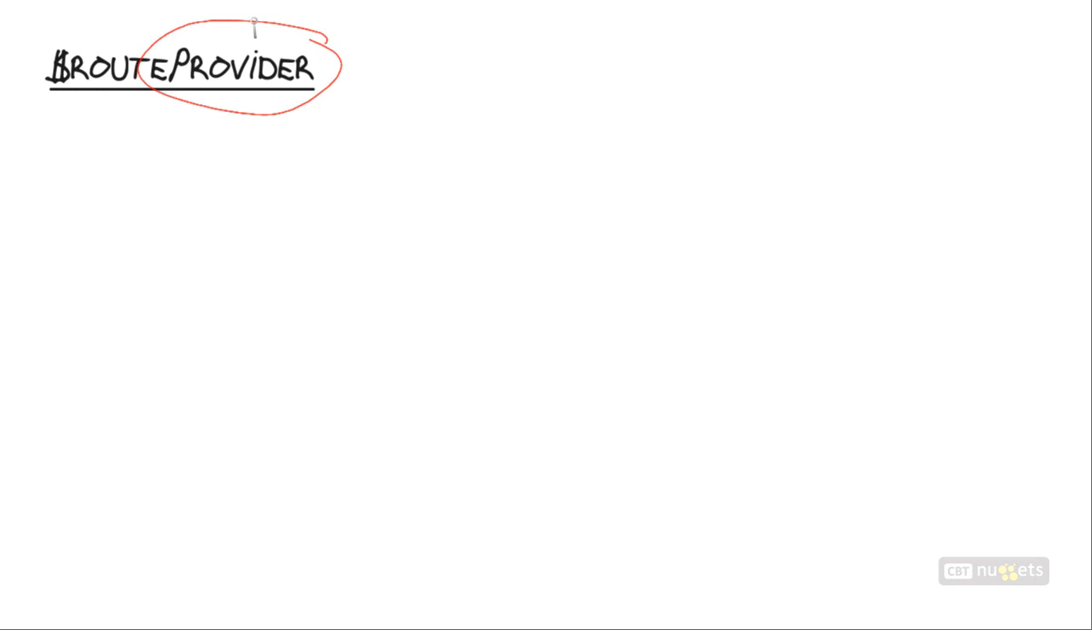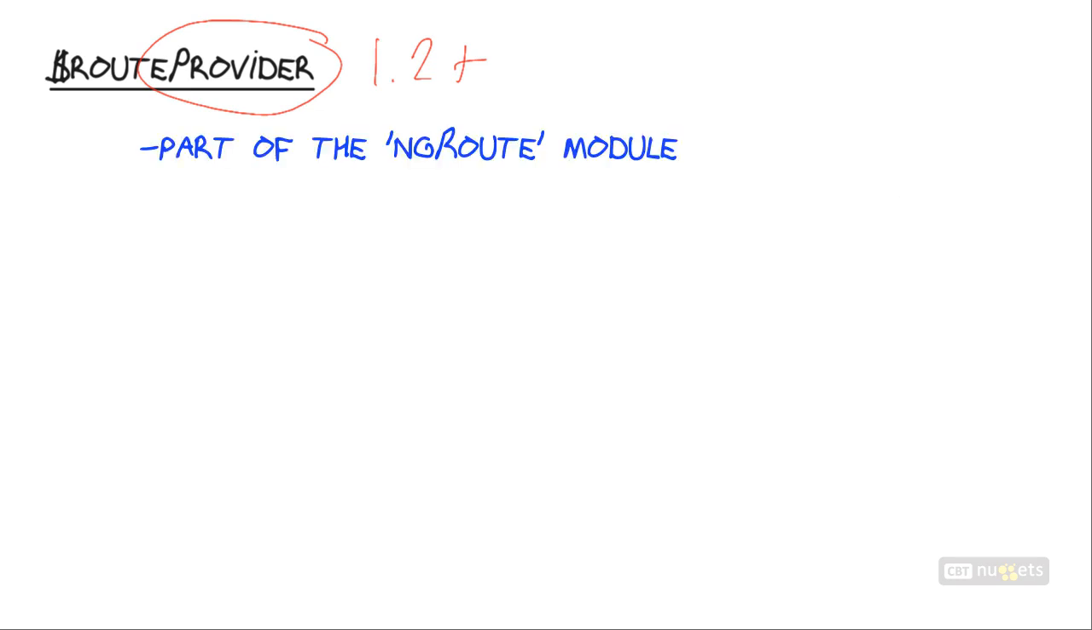And this will allow us to get the underlying provider for the route service and inject it into our application configuration module. Now the second thing to know is that this provider is not included in AngularJS, at least not in versions 1.2 and above. It's actually been split out into a separate module called ngRoute, and we need to make sure that we include a reference to this ngRoute module when we define our Angular application.